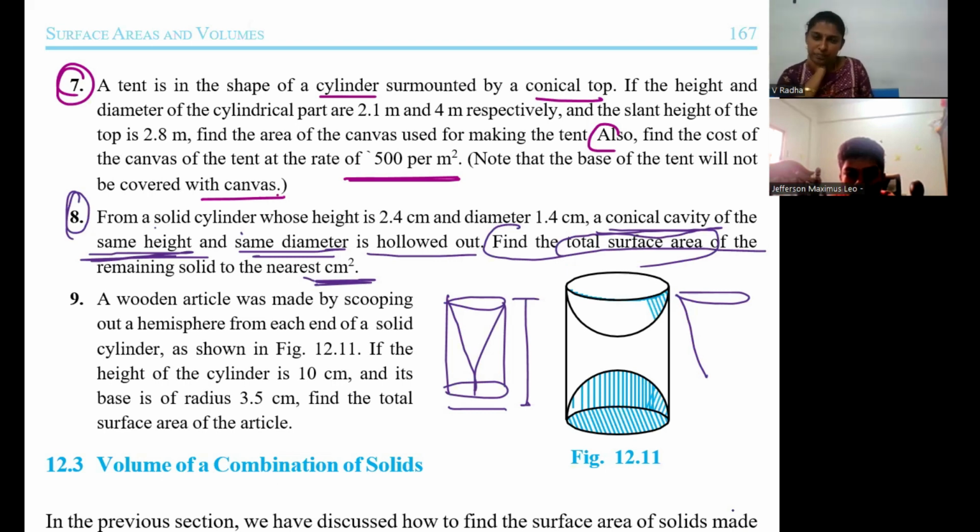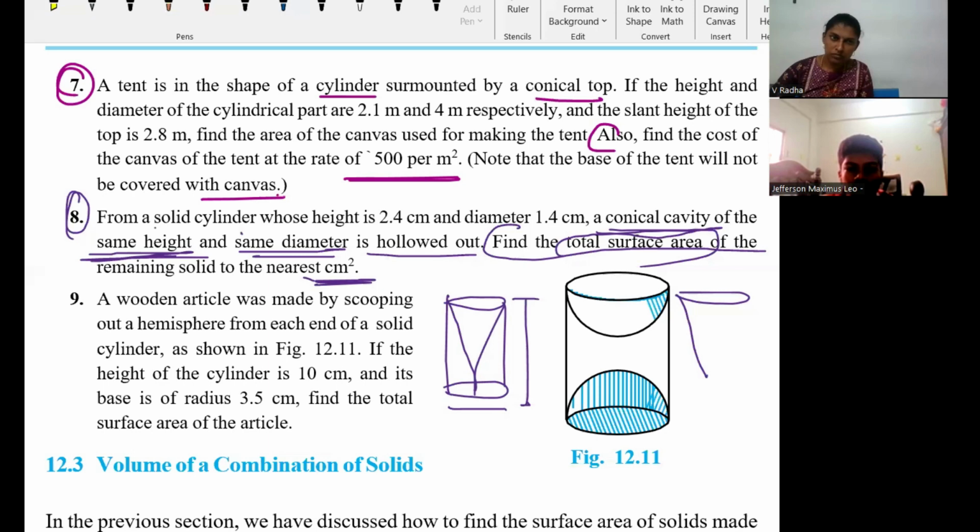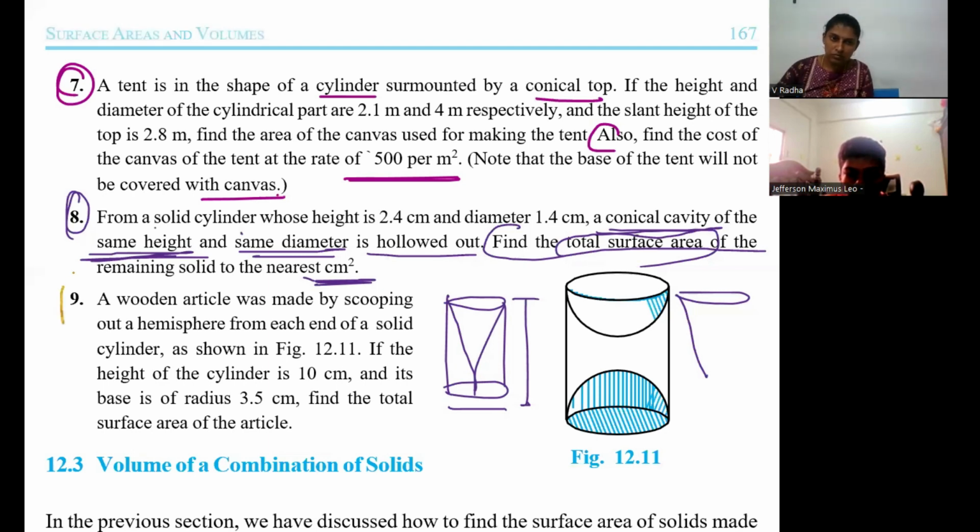Ninth question, please read the ninth question. Okay, ma'am. A wooden article was made by scooping out a hemisphere from each end of a solid cylinder as shown in figure 12.11. If the height of the cylinder is 10 centimeter and its base is of radius 3.5 centimeter, find the total surface area of the article.